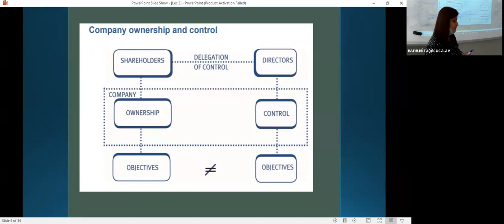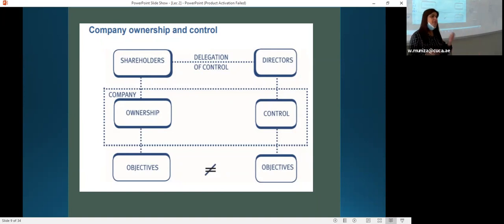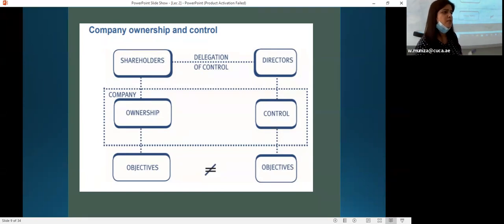That company ownership and control lie in two different hands. The persons who are owning the company are known as shareholders of the company. The persons who are managing the operations of the company are known as directors of the company. So there is dilution of control in the companies. The control is given or directed to the directors of the company. There is a separation of ownership and control. The persons who are owning the company are not the same as the persons who are managing the company.